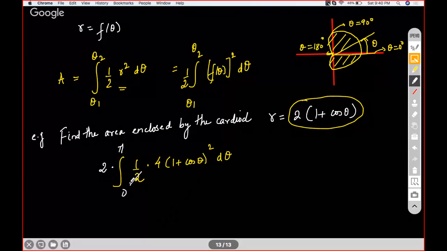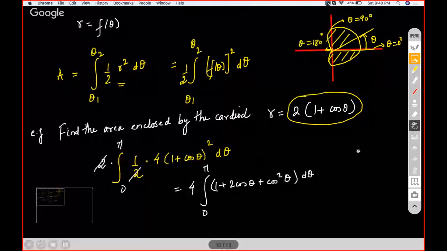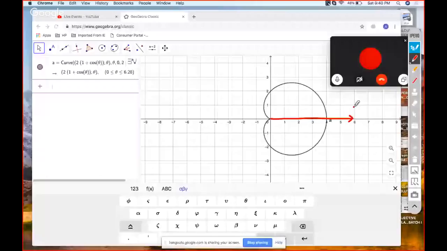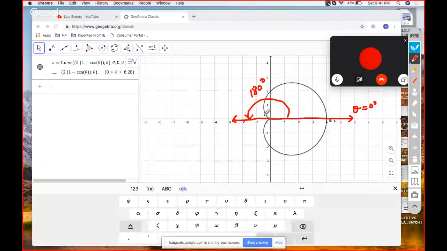So it's 4 times 1 plus 2 cos theta plus cos square theta, from 0 to pi. Wait, why do you multiply with 2 on the outside again? Because as I showed you, this figure is symmetrical about the x-axis. So this line is your theta equal to 0 line. This line will become theta equal to 180 degree line. So if I just integrate it from 0 to 180 degrees, I will at least cover this part of the area, half the cardioid.